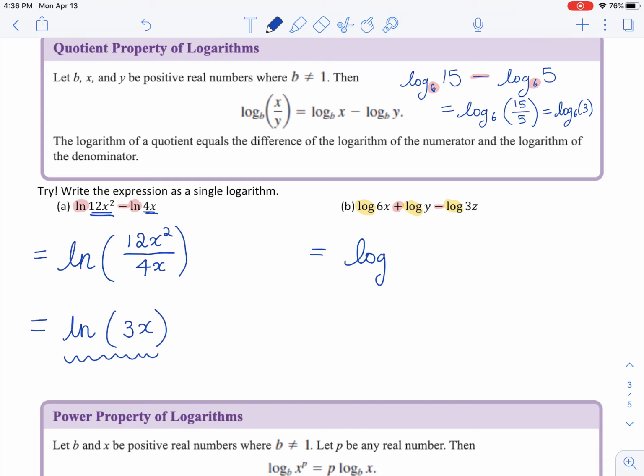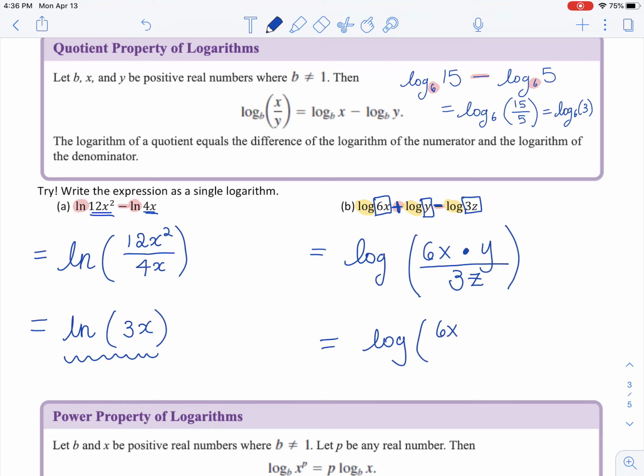Now notice that I'm going to do 6x times y, right? I'm multiplying these two because they're connected by an adding sign, right? Now what's next? The next one is getting divided by. So I'm going to divide these by 3z. The third argument is 3z, but we're dividing by it. So the answer is log of 6xy over 3z. Whenever you're subtracting, that argument just goes straight to the bottom of that fraction.